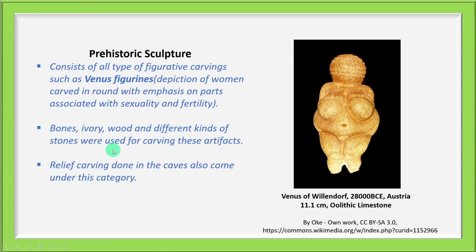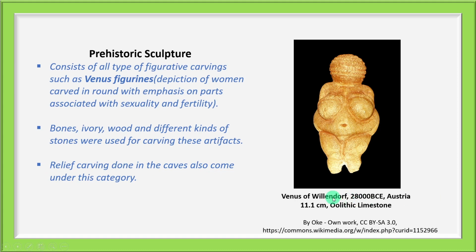Then we have prehistoric sculpture. It consists of all types of figurative carvings such as Venus figurine. Now, Venus figurine is depiction of a woman that's carved in round with emphasis on parts that are associated with sexuality and fertility. Bones, ivory, wood, and different kinds of stones were used for carving these artifacts. Relief carving done in the caves also come under this category.